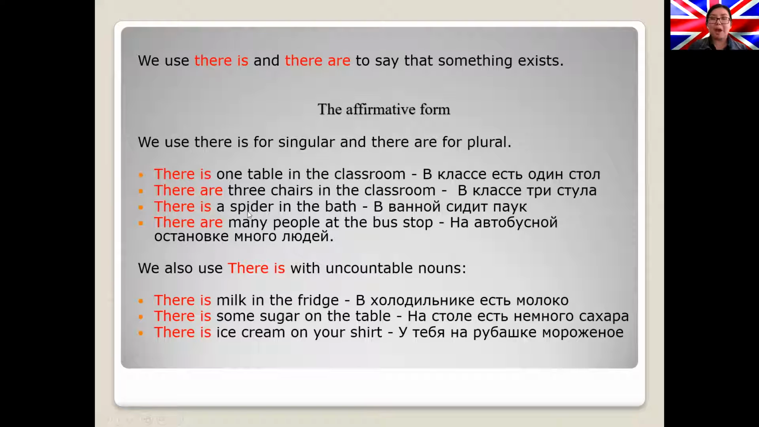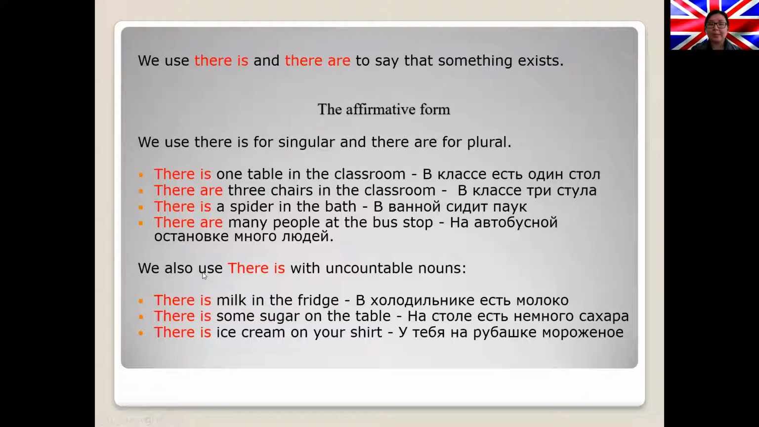There is a spider in the bath. В ванной сидит паук. There are many people at the bus stop. На автобусной остановке много людей.